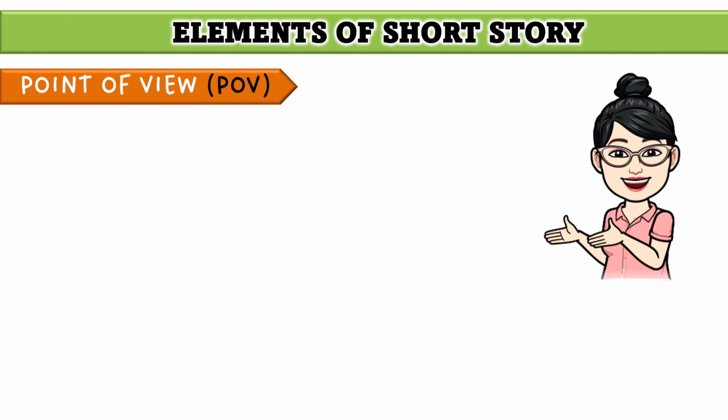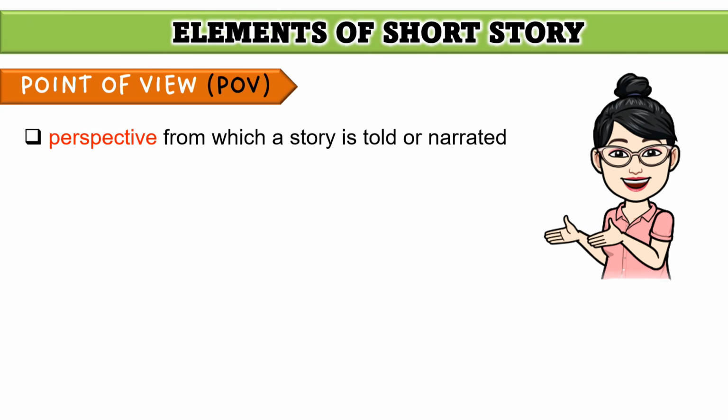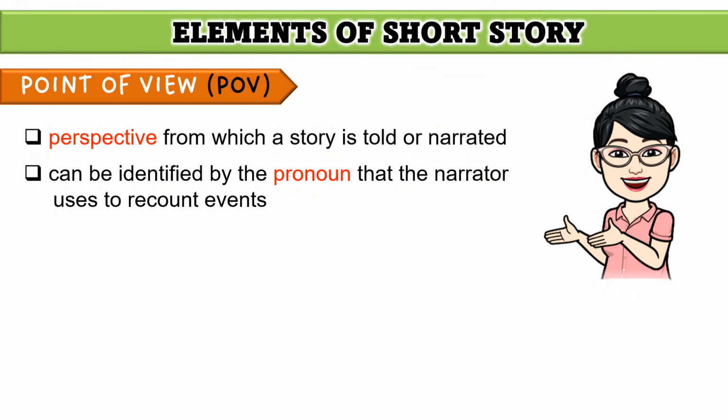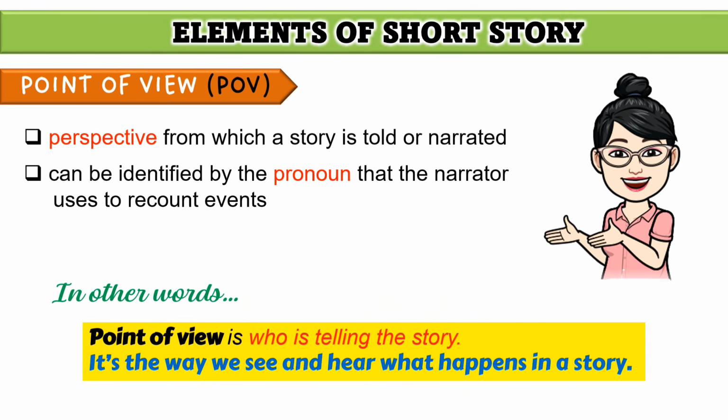Let's proceed to discussing point of view. Point of view, or POV, refers to the perspective from which a story is told or narrated. It can be identified by the pronoun that the narrator uses to recount events. In its simplest explanation, point of view is who is telling the story. It's the way we see and hear what happens in a story.